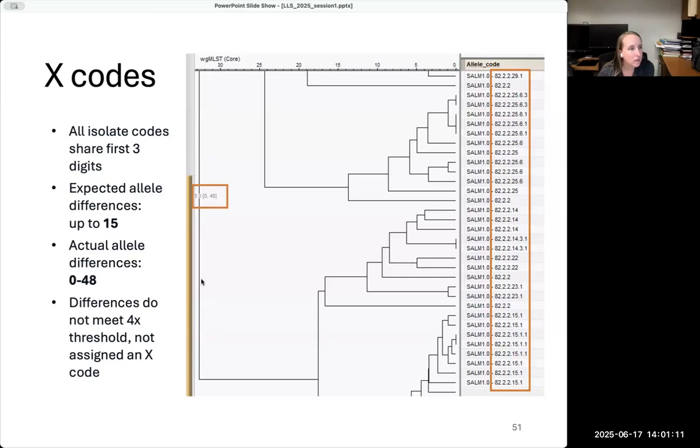Someone also said that they notice Enteritidis is a serotype that utilizes X codes more often than others. Yes, that is true. Enteritidis is a very clonal Salmonella serotype, so that's the place you'll definitely see them more.